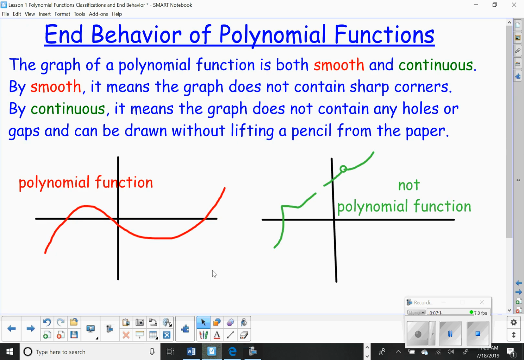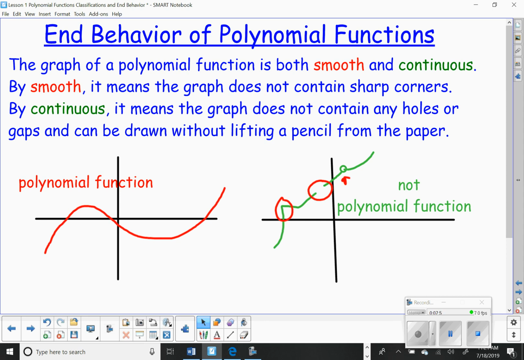Now, end behavior. The graph of a polynomial function is both smooth and continuous. By smooth, it means the graph does not contain sharp corners. By continuous, it means the graph does not contain any holes or gaps and can be drawn without lifting a pencil from the paper. So on the left in red, we have a polynomial function. On the right, it's not a polynomial function. It has numerous issues. It's got a sharp point, it's got a gap, and then it's got a little hole.